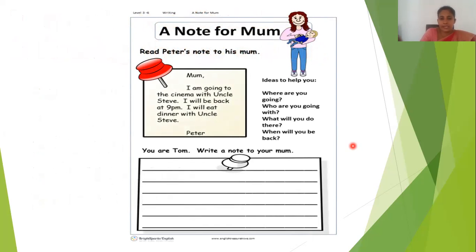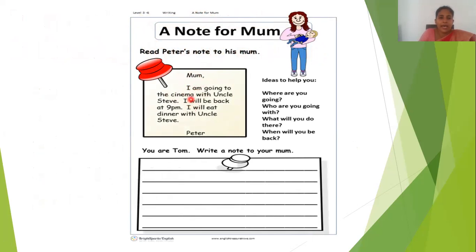So now we'll see. I think you can see a small note on screen. Is it clear for you, children? Yes. This is a note written by a son to his mother. Okay, we'll just go on reading that.